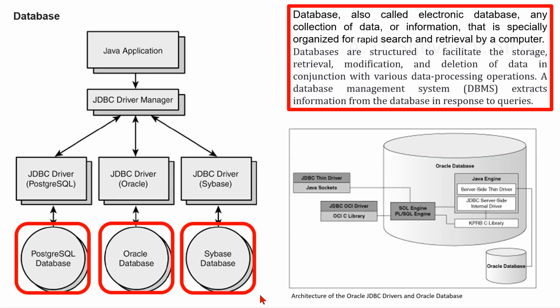Now we are focusing on databases. A database, also called an electronic database, is any collection of data or information that is specially organized for rapid search and retrieval by a computer. Databases are structured to facilitate the storage, retrieval, modification, and deletion of data in conjunction with various data processing operations. A database management system, DBMS, extracts information from the database in response to queries.